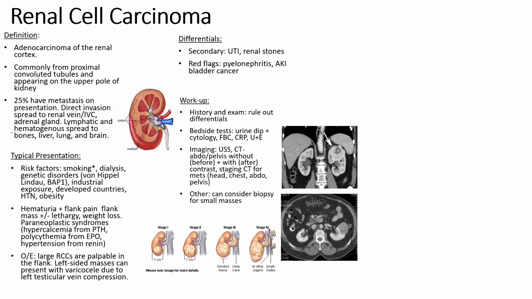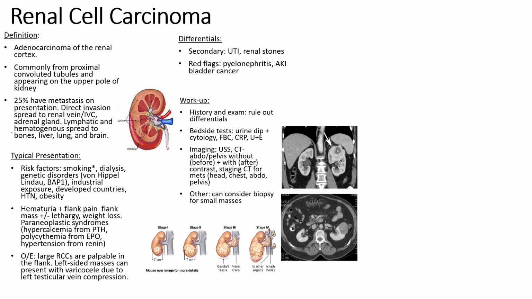Stage 1 is less than 7 centimeters. Stage 2 is over 7 centimeters, but stays in the kidney. Stage 3 is when it starts invading tissues around the kidney, or perinephric tissues. And then stage 4 means that the tumor has metastasized.